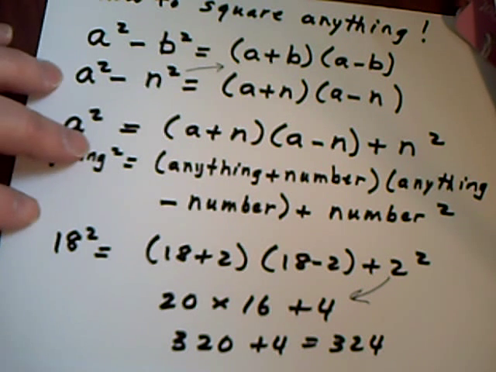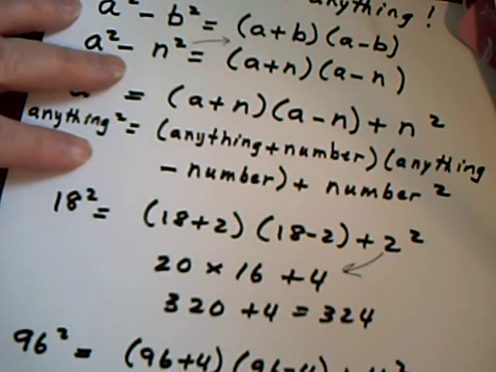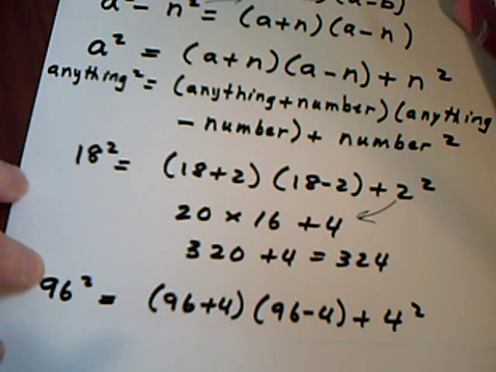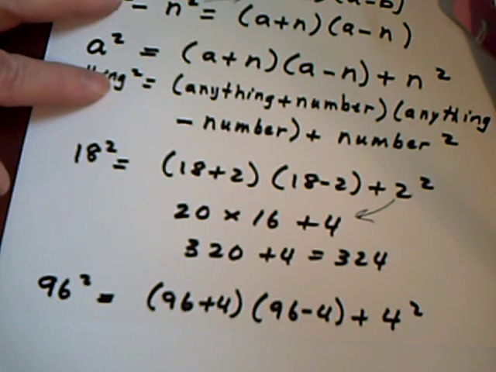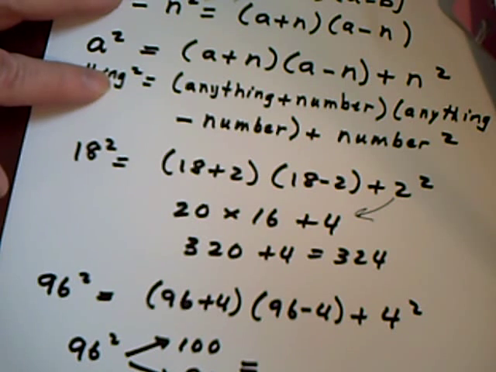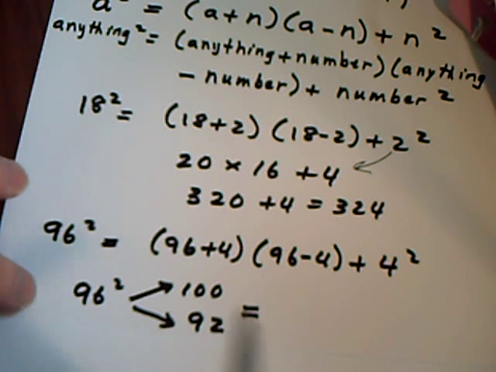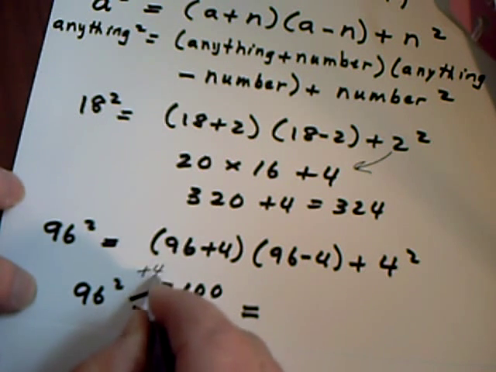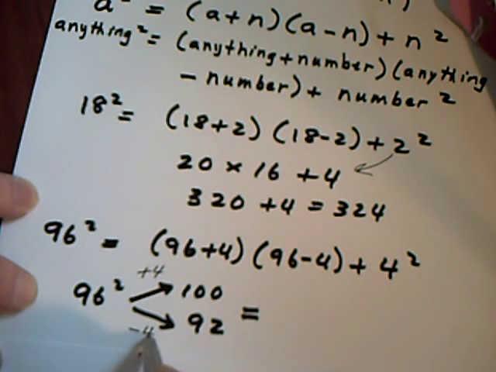Now the neat thing is especially when you get near 100. Let's say 96 squared. Okay, that would be 96 plus 4. I want to get up to 100 because it's easier to work with. So I have to go down 4, 96 minus 4, and add on 4 squared. So here's the way I'm going to set up a quick way to square anything near 100. I'm going to go up 4. I always try to get to 100. And then I'm going to go down 4 to balance that out. That gets me to 92.